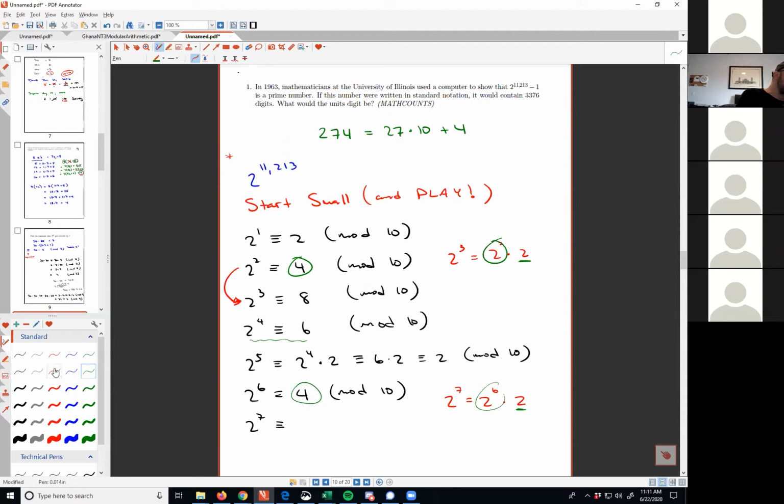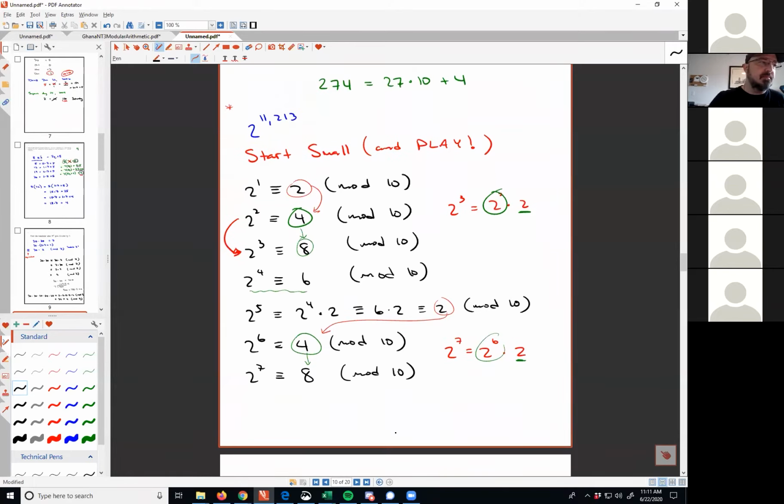So when we have a units digit of 2, we always know the next one has a units digit of 4. And when we have a units digit of 4, we always know that the next one is going to be 8. And so we have this cycle of 4 remainders: 2, 4, 8, 6, 2, 4, 8, 6. So every fourth term it repeats.